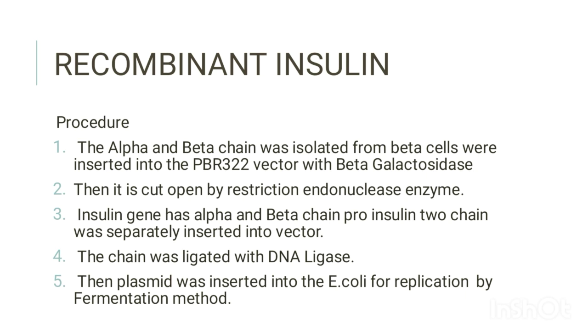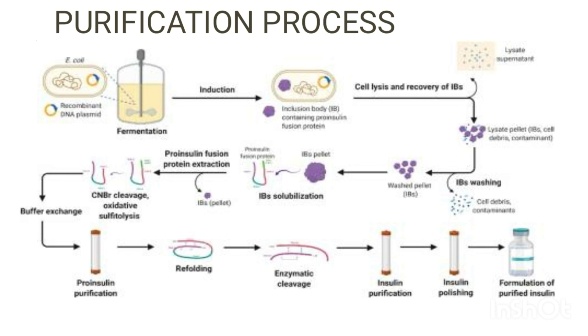Then the chains are ligated with DNA ligase. Then the plasmid is inserted into E. coli for replication by the fermentation method. In the purification process, the fermented E. coli cells are taken, lysed, and the inclusion bodies recovered. The lysed pellet and washed inclusion bodies undergo solubilization. It undergoes several chemical processes to extract the proinsulin. The two chains, the alpha and beta chains, are extracted.